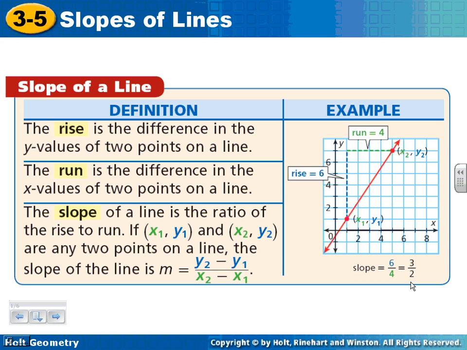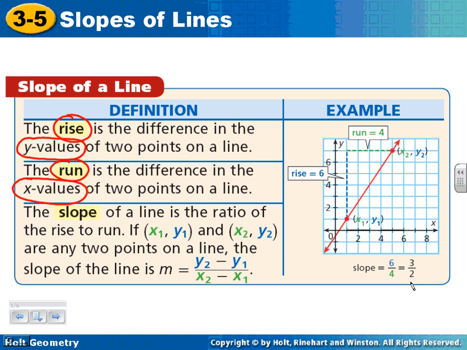All right, this is notes 3.5 called slopes of lines. And here's some definitions that you should already be familiar with from algebra. The first one is rise. The rise is the difference in the y values. So rise is associated with y values of 2 points on a line. The next one says run. The run is the difference in the x values. So run and x values go together of 2 points on a line.